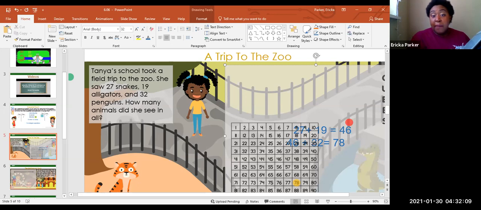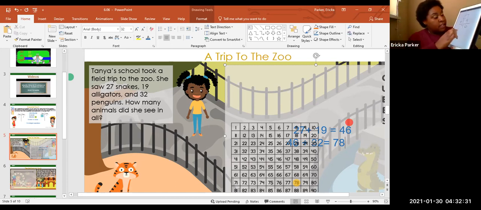This is what happened. We took 27 and we added 19. That gave us 6, carried 1. 1 plus 3, 1 plus 2 equals 3. 3 plus 1 equals 4. That's what we got here, right? That's what we landed, right?